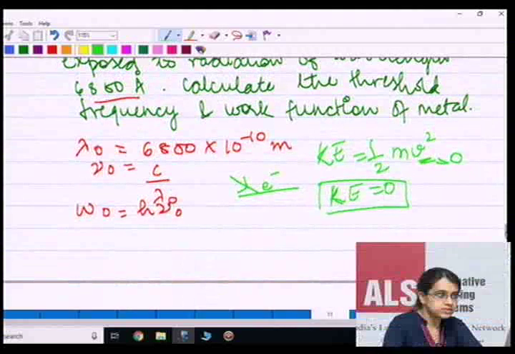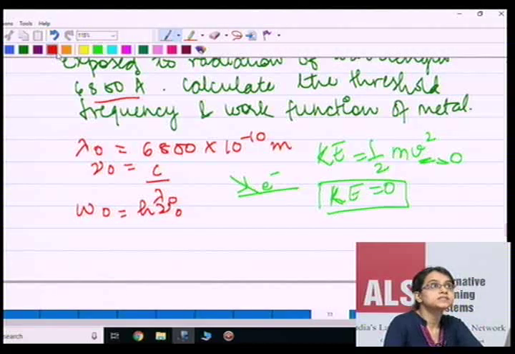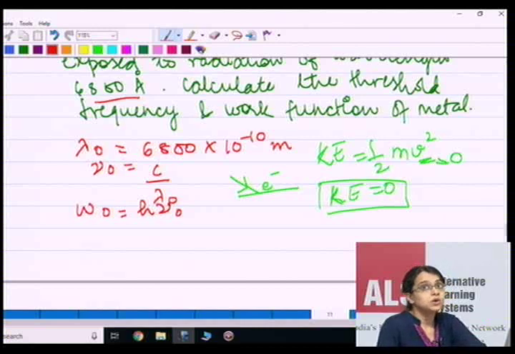Okay, students, just to give you a hint, in case any of you is stuck, we discussed that your lambda naught or the threshold wavelength is equal to 6800 angstroms or 6800 into 10 to the power minus 10 meters. Okay, please don't get confused between threshold frequency and threshold wavelength. Okay, in some questions you might be given threshold frequency, in some questions you might be given threshold wavelength.